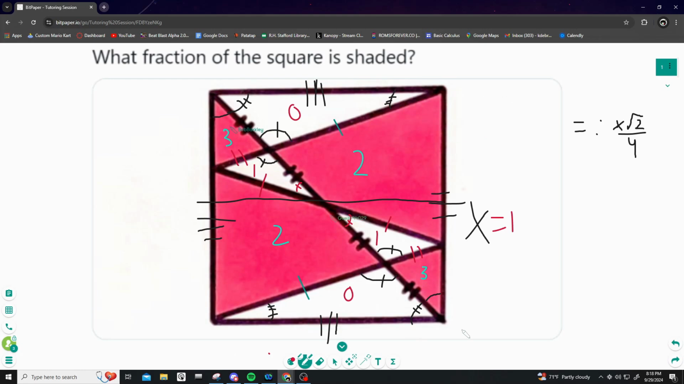Alternate interior angles. So we can say that we need a percentage. Okay, well we know the length. The side given is double 1. Yeah, the given double dash lines are root 2 over 4.